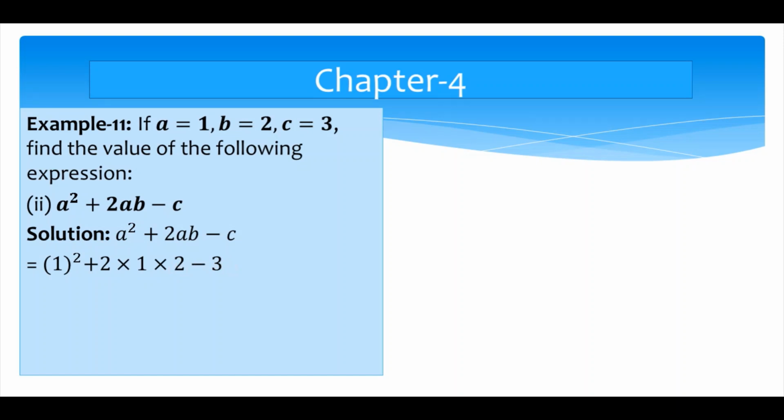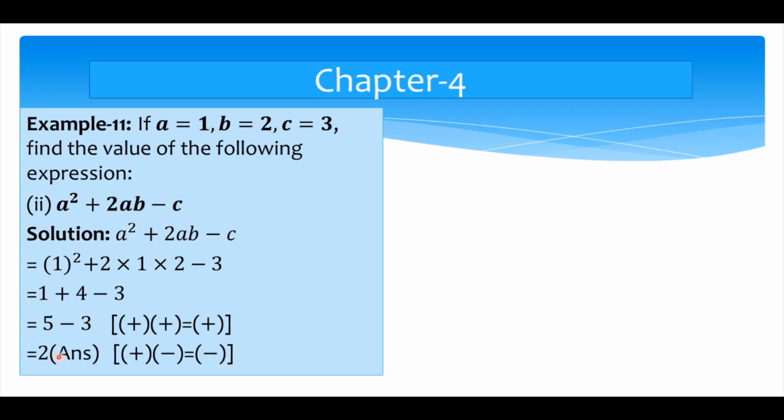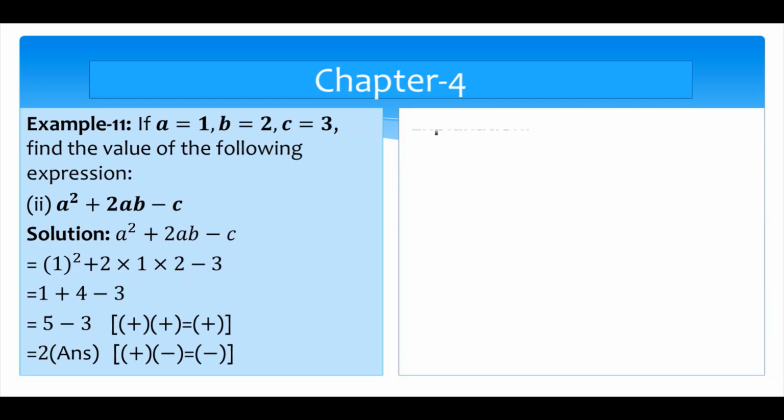That means putting the values of a, b, c here, we get 1 square, that means 1 multiplied by 1, that would be 1, 2 multiplied by 2, that would be 4, minus 3. Plus 1 plus 4, plus and plus would be plus, so 4 plus 1 would be 5, minus 3. After that, plus 5 minus 3, so from 5 minus 3, the answer would be 2.